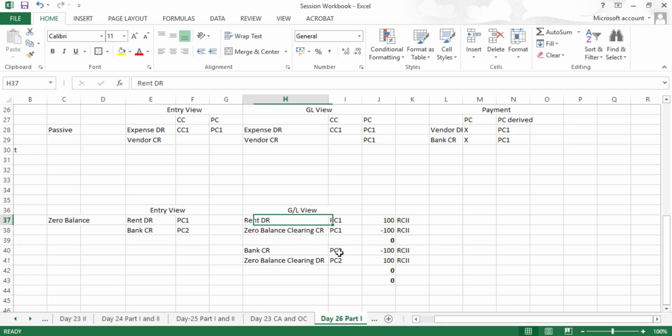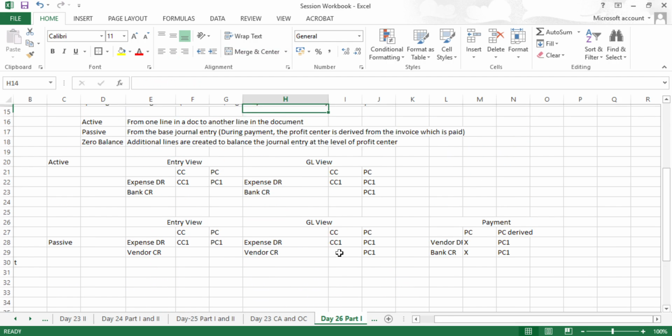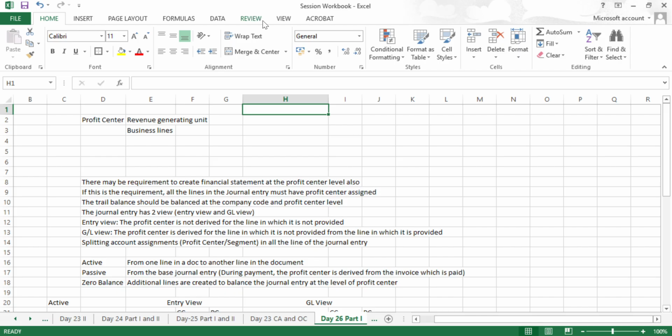In the zero balance, in the entry view, all the line items have a profit center, but the journal entry is not balanced at the profit center level. So additional lines are created for balancing the journal entry at the profit center level. This process is called zero balance clearing, or the zero balance document splitting functionality. Now let us try to understand some further concepts about document splitting.